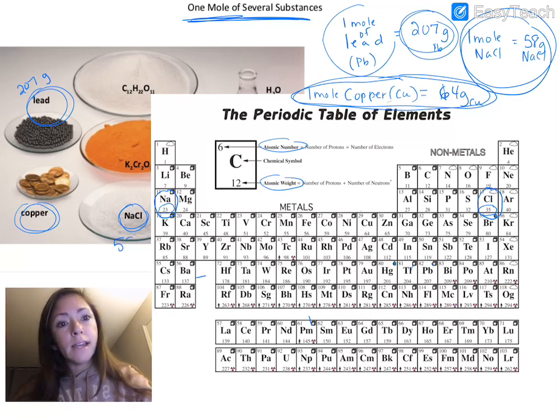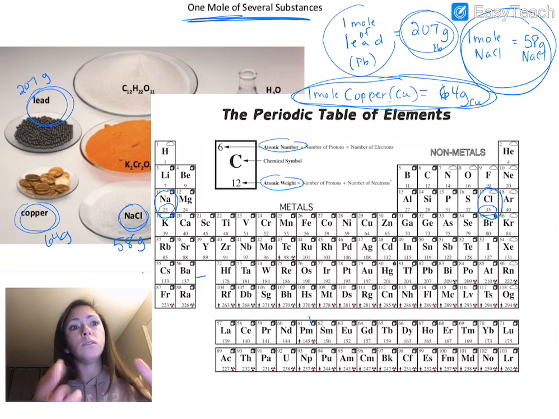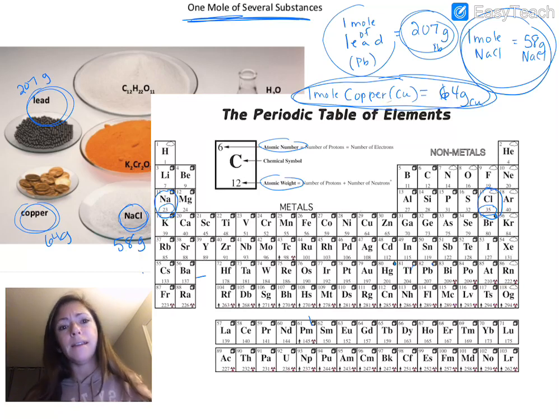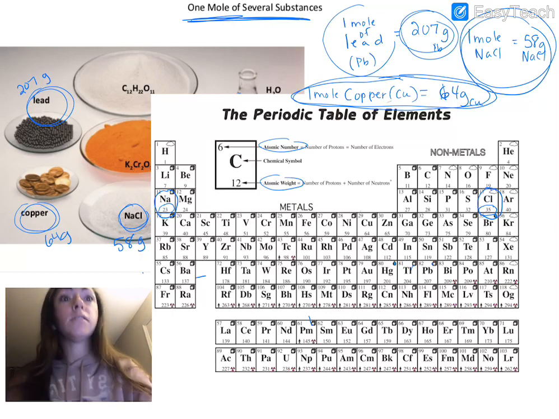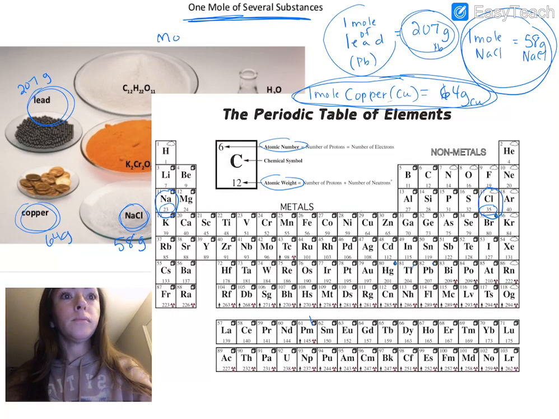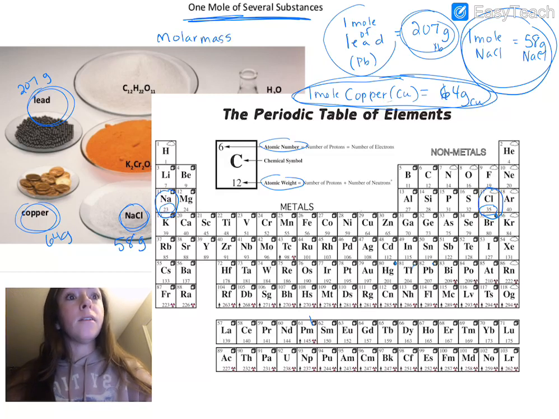So you've got 58 grams of sodium chloride here, and then this was 64 grams of copper. We could go through and do this for each one of these. It would take some time, so I'm not going to do that, but do know that you are able to determine what are known as the molar mass. So molar mass is simply the grams per 1 mole of a substance.